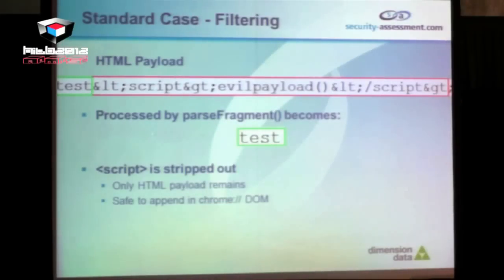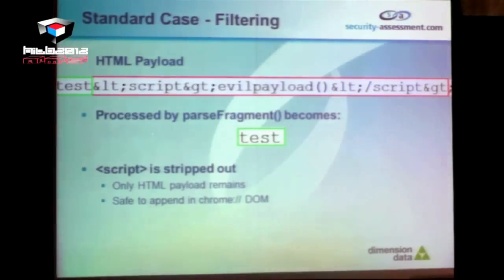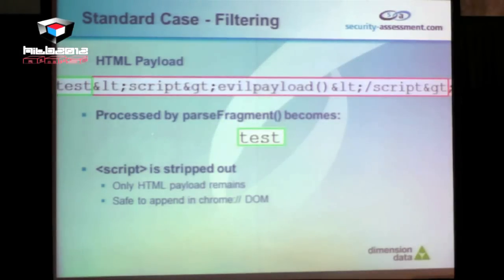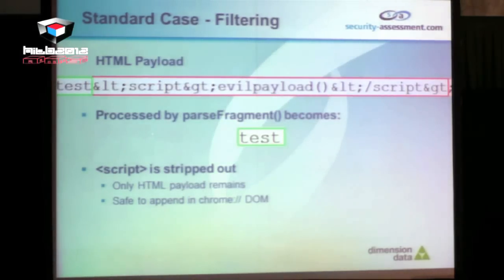So I was very curious about the comment of the developer, and I said, okay, let's try. Let's say that the payload is the one you see there: test, and then a script. Then run the parse fragment function, see the result, and you see that the only thing that remains is test. It's basically removing all the script. Because again, if you have a JavaScript injection into Firefox Chrome zone, you can do things like code execution. So script is stripped out, which is good.